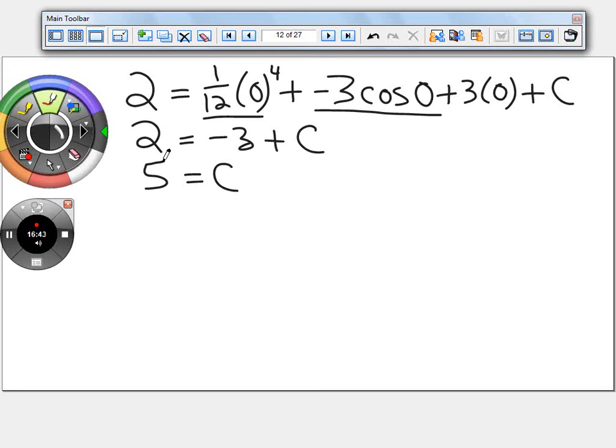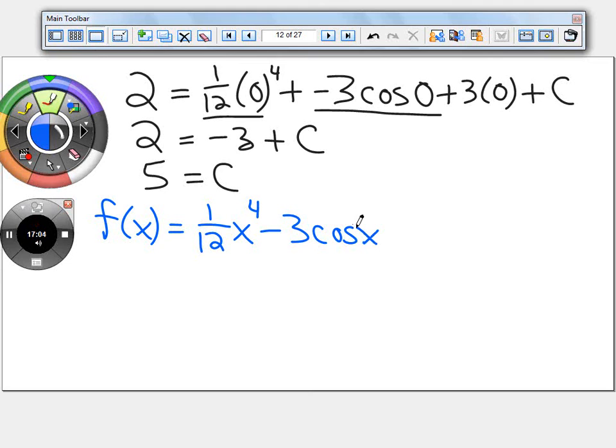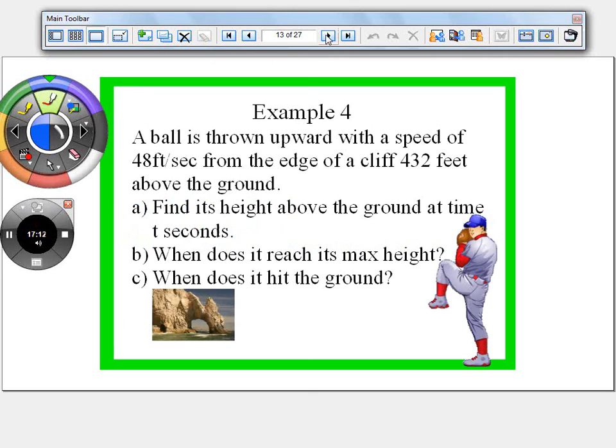So now we've nailed down exactly what our function is. Our function is f of x equals 1/12 x to the 4 minus 3 cosine x plus 3x plus 5. Okay? Alright, let's see what we got here.